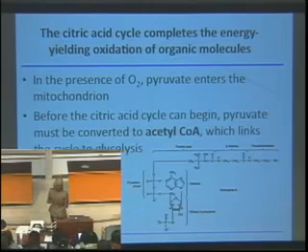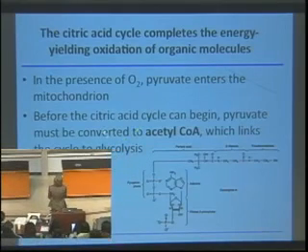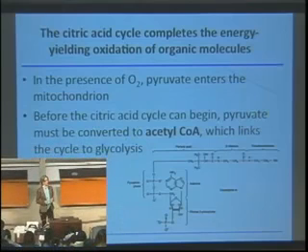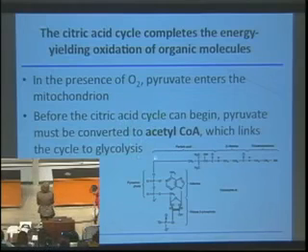All right. So the first step is that glycolysis is going on in the cytosol, and so the first thing that has to happen to start the citric acid cycle is that pyruvate has to enter the mitochondrion, because it's inside of the mitochondrion where the citric acid cycle and oxidative phosphorylation are actually going on. And so what happens is that pyruvate is converted to acetyl-CoA. Okay, and this is an essential step that links the citric acid cycle to glycolysis.